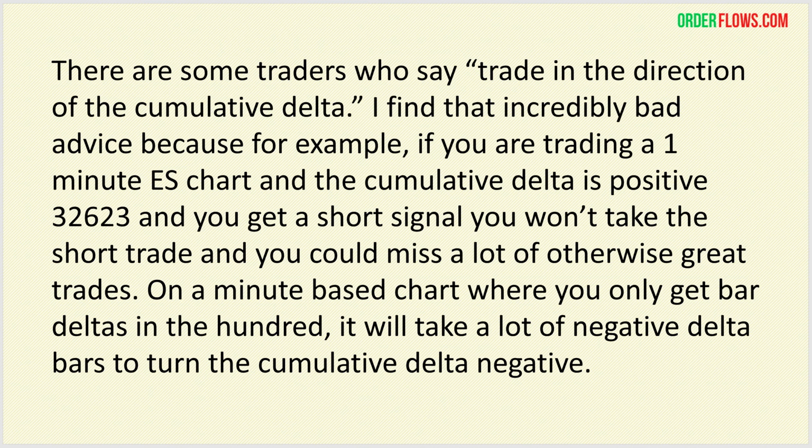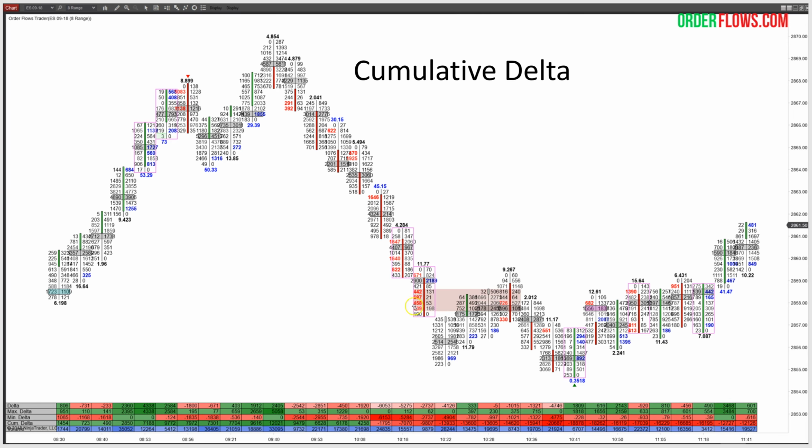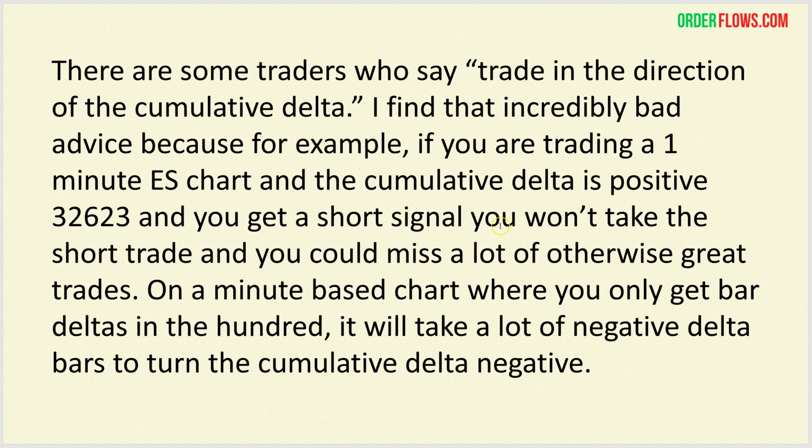So there are traders that say trade in the direction of the cumulative delta, and I find that bad advice. The reason being, if we're negative delta, you've got to trade it from the short side, and you're never going to be taking any buys because it's all negative delta. I just think it's poor trading advice. For example, on a 1-minute E-mini chart, if cumulative delta is positive 32,000 and you get a short signal, you're not going to take the short trade. You're going to miss out on a lot of otherwise great trades.